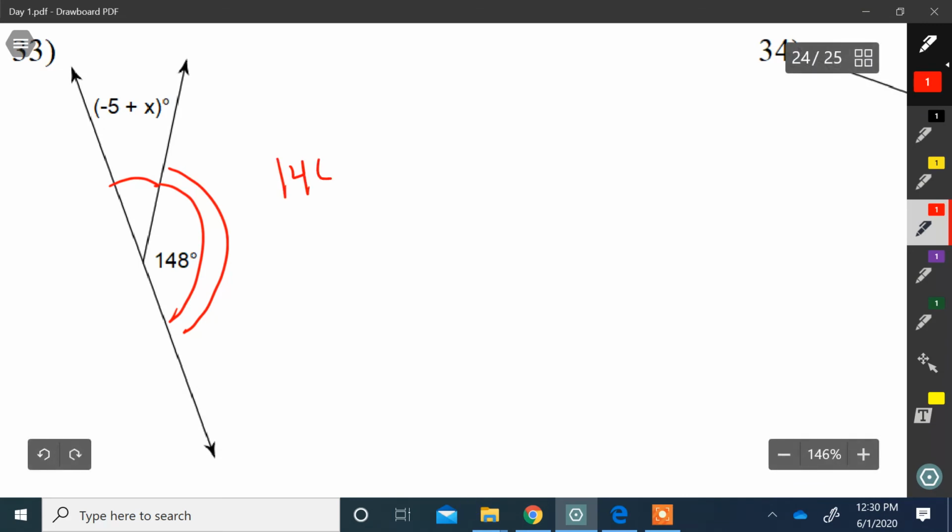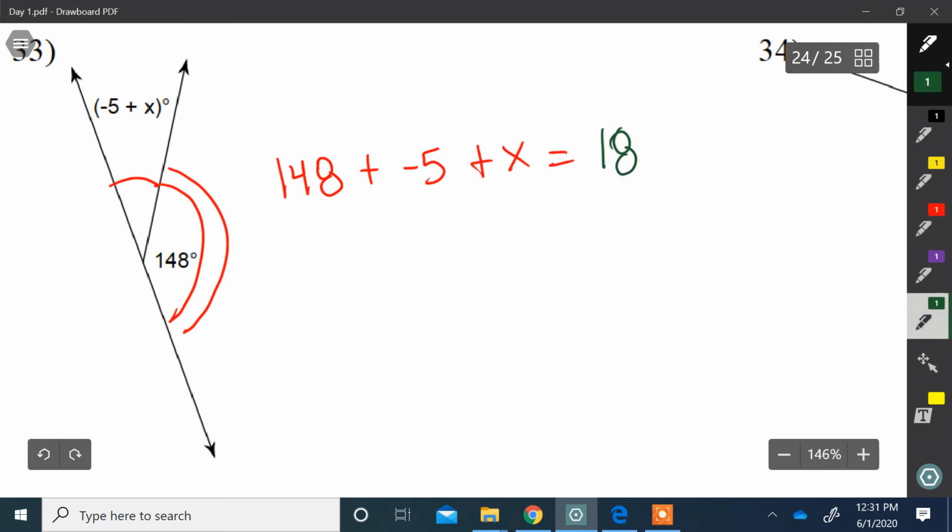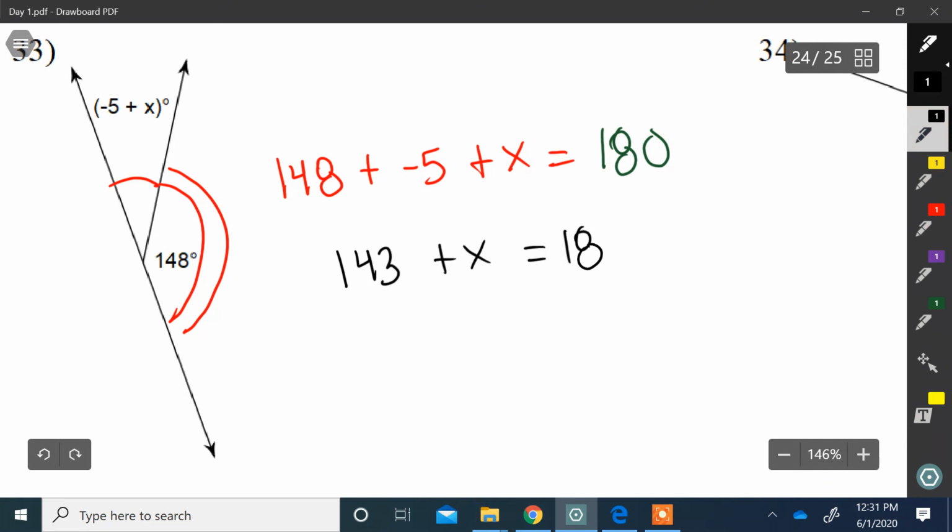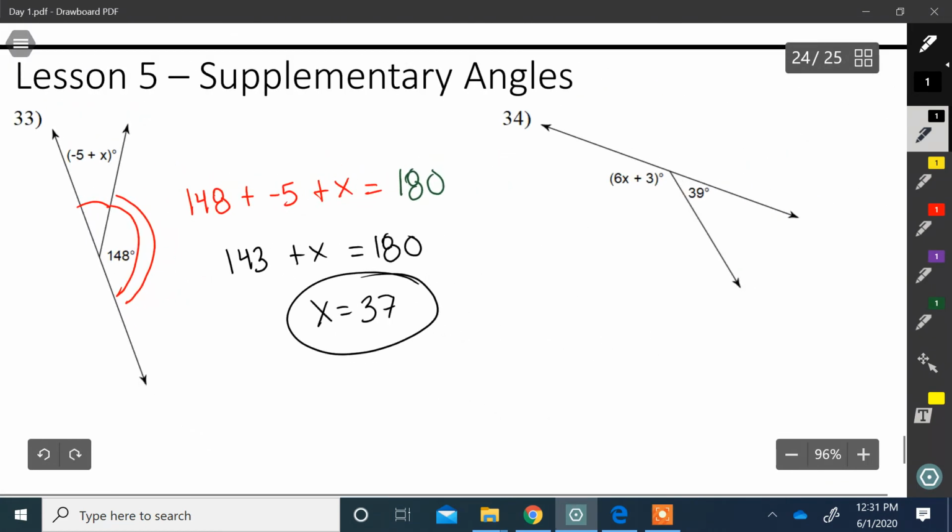So we have 148 minus 5 plus x, that has to add up to 180 degrees because all of this is 180. So 148 minus 5 is 143, plus x is equal to 180. Let's subtract 180 minus 143, and we're gonna get that x is equal to 37. That is my final solution there.